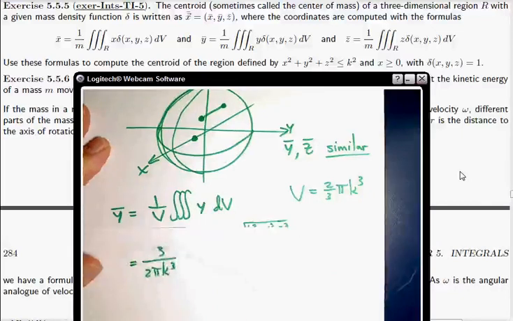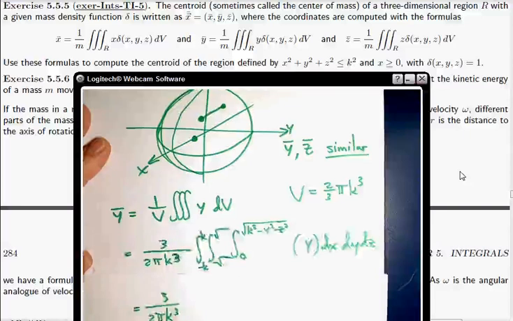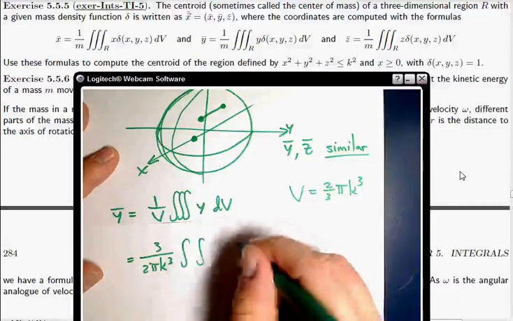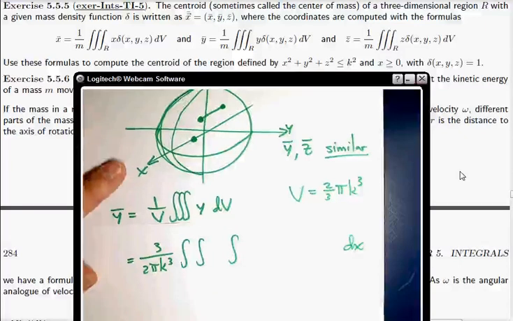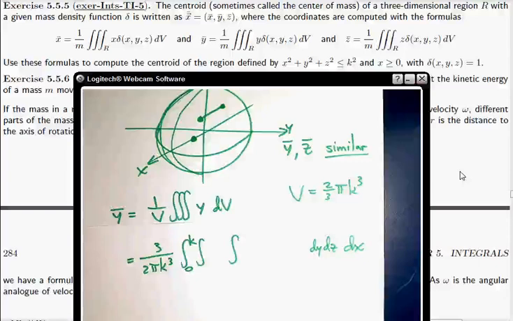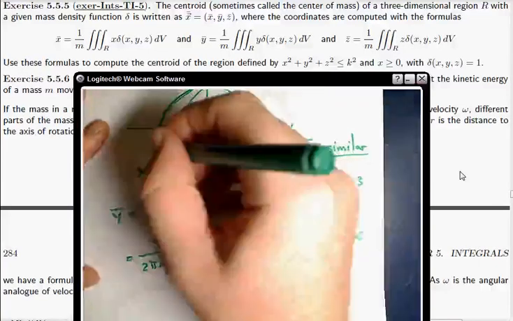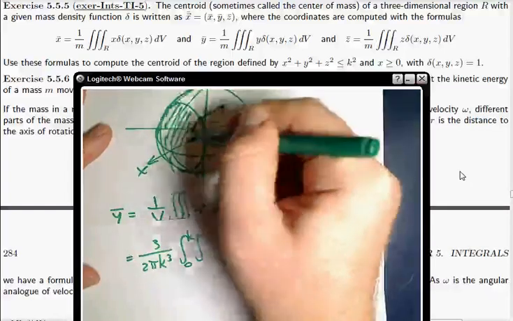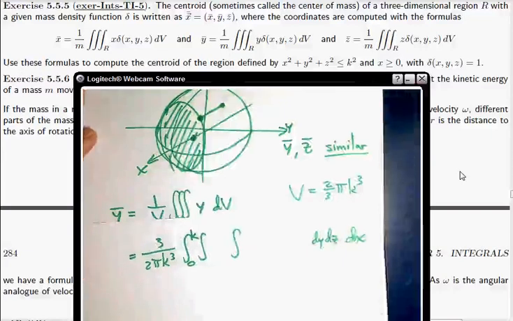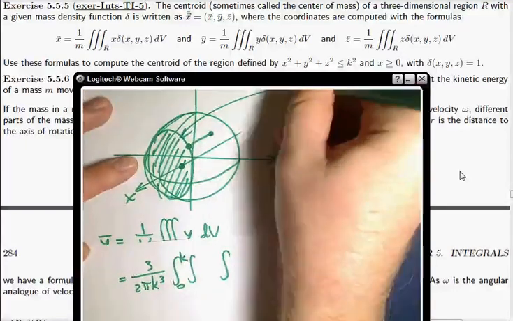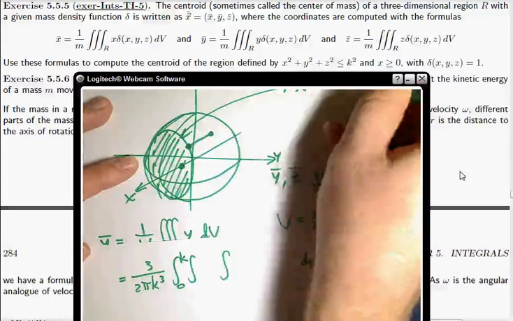And this time, let's take the point of view that the slices perpendicular to the x-axis are not that bad. So let's look at dx on the outside, and then we'll do dy dz on the inside. So x goes from 0 to k. And the cross sections, for a particular value wherever you might happen to be, are going to be just kind of disks like that. And those are going to be disks whose equations are y squared plus z squared equals k squared minus x squared.